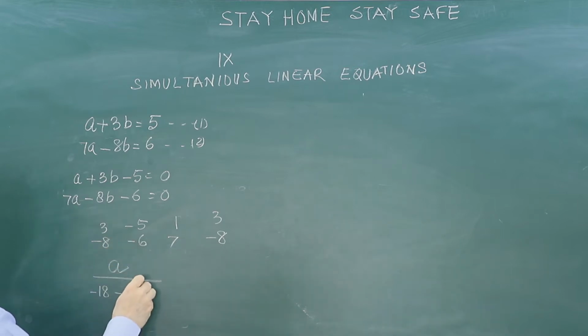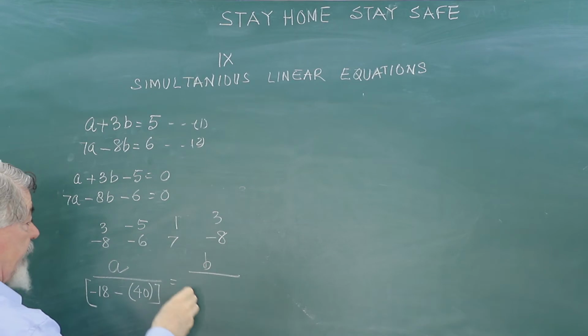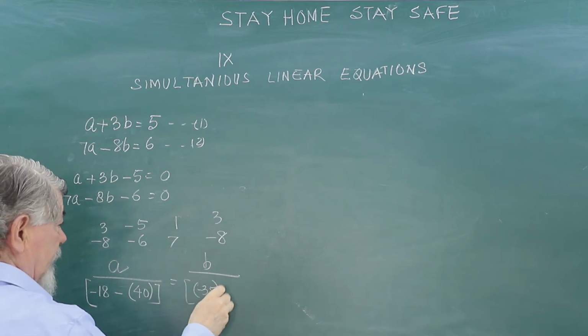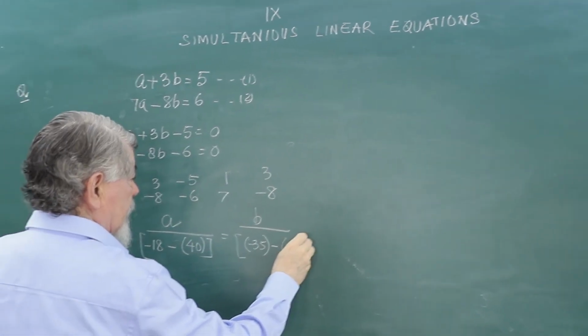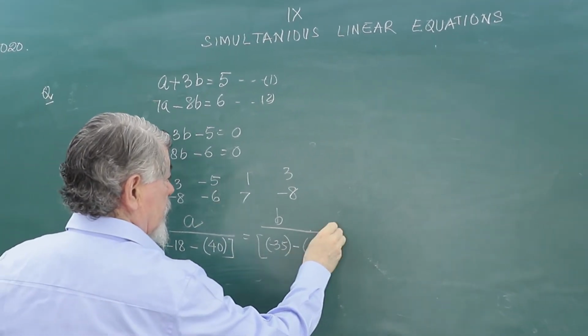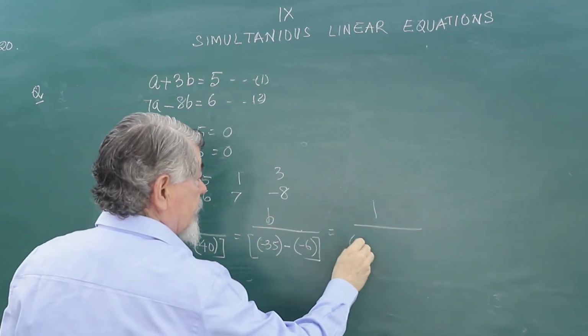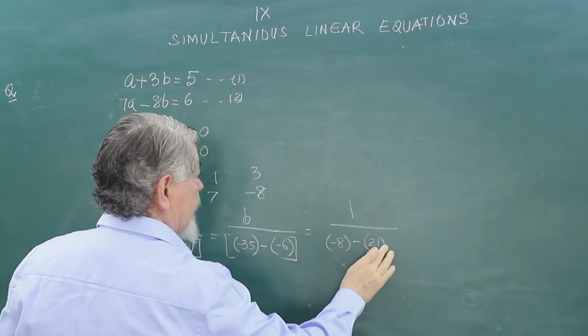minus 8 into minus 5 is plus 40. So minus 18 minus 40 is equal to b upon minus 5 into minus 7, which is minus 35, and then minus, in between, minus 6 into 1, is equal to 1 upon 1 into minus 8 is minus 8, and minus 7 3s are 21.